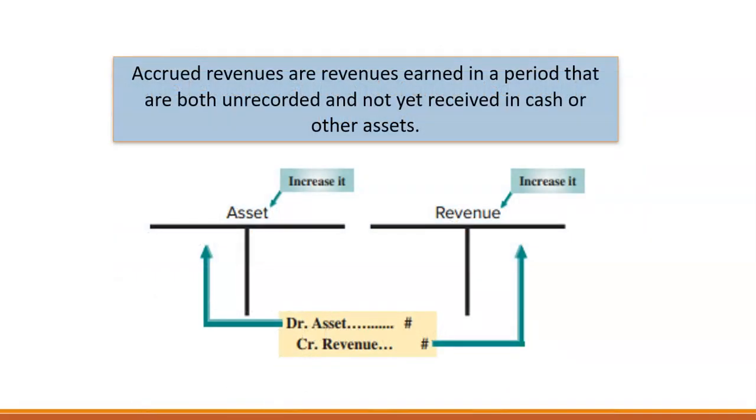Okay. So we have accrued revenues, or revenues earned in a period that are both unrecorded and have not yet received cash or other assets. This is when we do services or sell products on account or on credit. So the asset that we receive is accounts receivable.